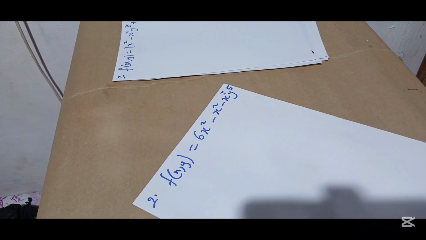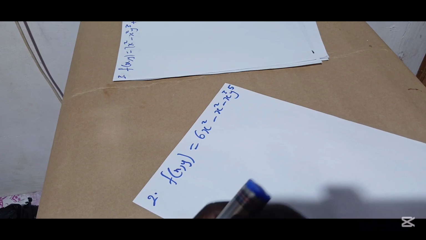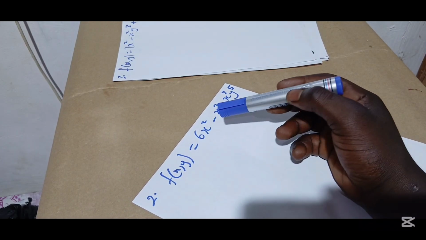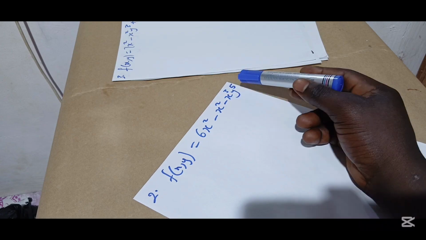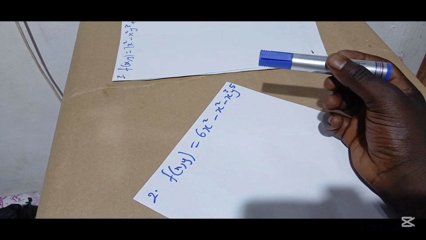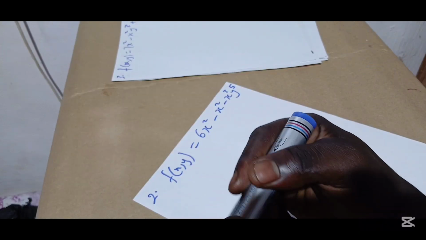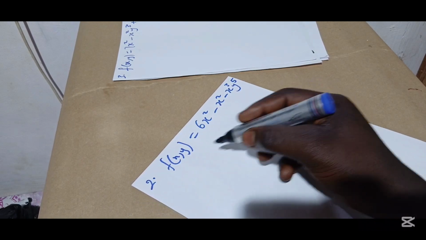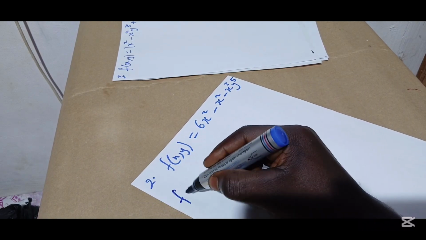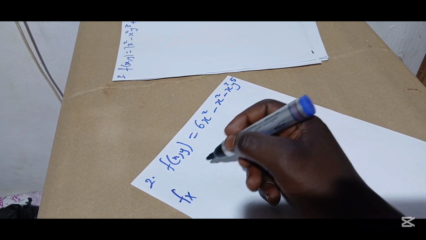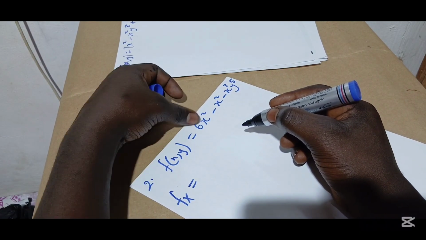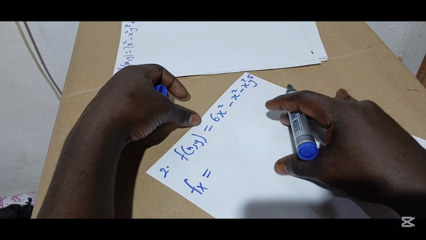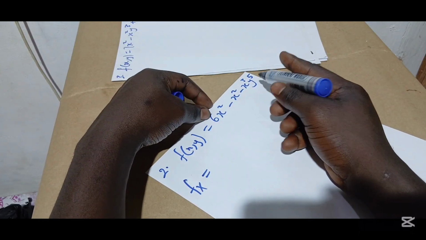Find the partial derivative of f of x y equals 6x squared minus x squared minus x cubed y to the power 5. So to do this, let's start with the partial derivative of this function with respect to x. In this case, we are going to differentiate only the x terms, leaving y, right?